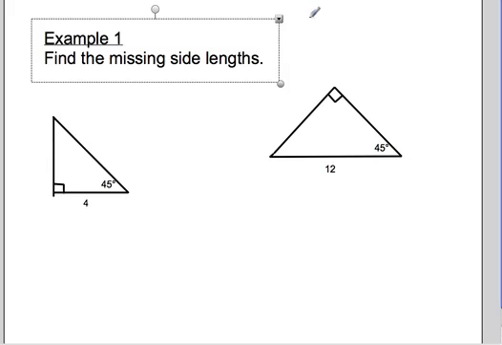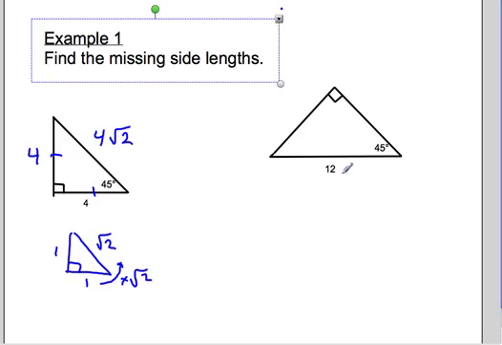So here we have a couple of examples where we're going to find the missing side lengths. In the first example, we've got a 45, 45, 90 triangle. So we know these sides are congruent. That's going to be 4. And remember, in a 45, 45, 90 triangle, the hypotenuse is root 2 times the legs. So that's going to be 4 root 2. Okay, so you always have that relationship in a 45, 45, 90 triangle. 1, 1, root 2 is the relationship, so I multiply by root 2.